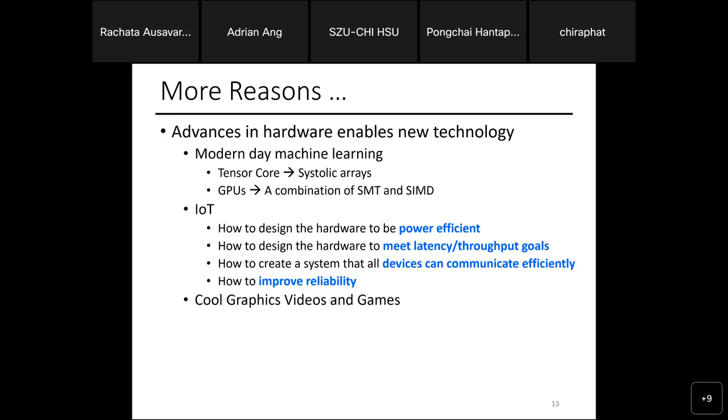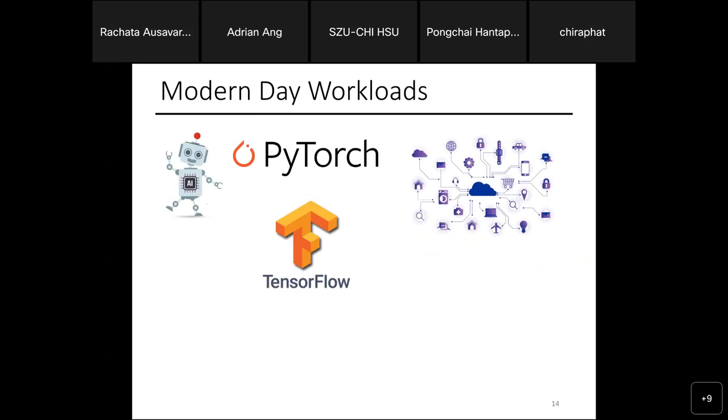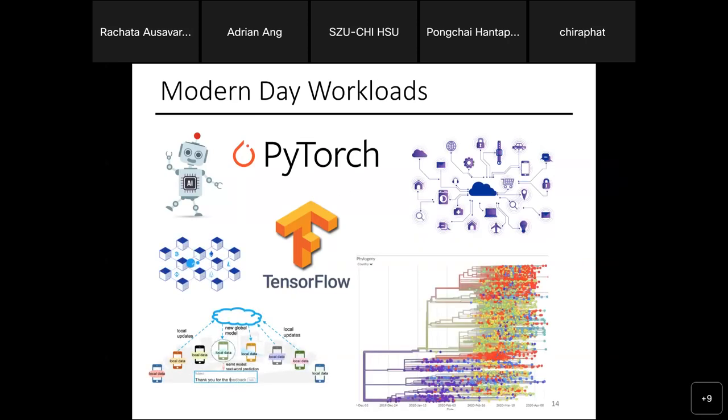I think I remember some student here showed me the Unreal demo. Oh yeah, that was insane. Right? And it's gonna be even better going forward. So I kind of will wrap this up, that there are so many modern day workloads, things like AI, ML that run on PyTorch. PyTorch can kind of take over now. And like IoT, even distributed learning, distributed federated learning, or even things like a phylogeny tree of COVID-19 to try to figure out how many mutations happened so far. So we know how to build a new generation of vaccines and all those things, right?